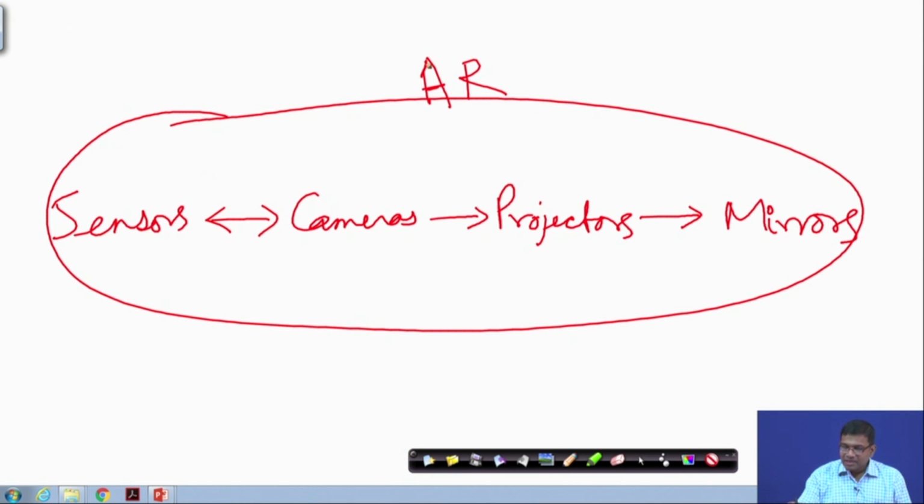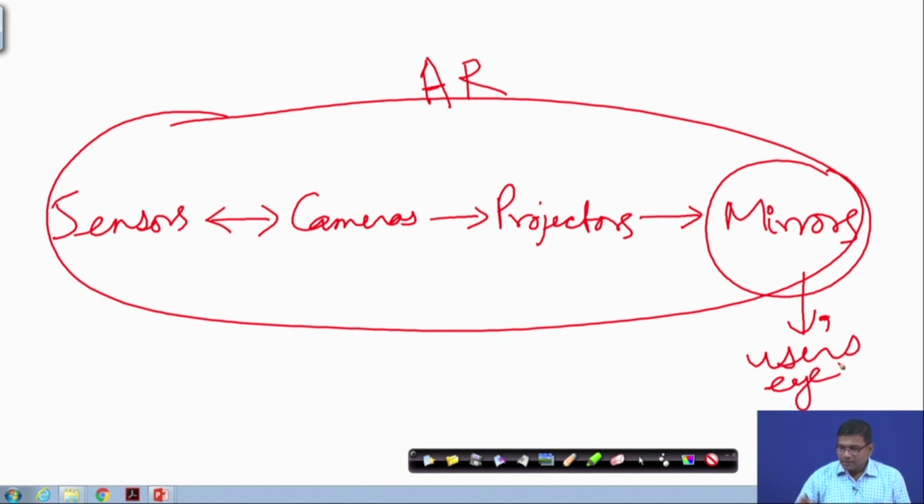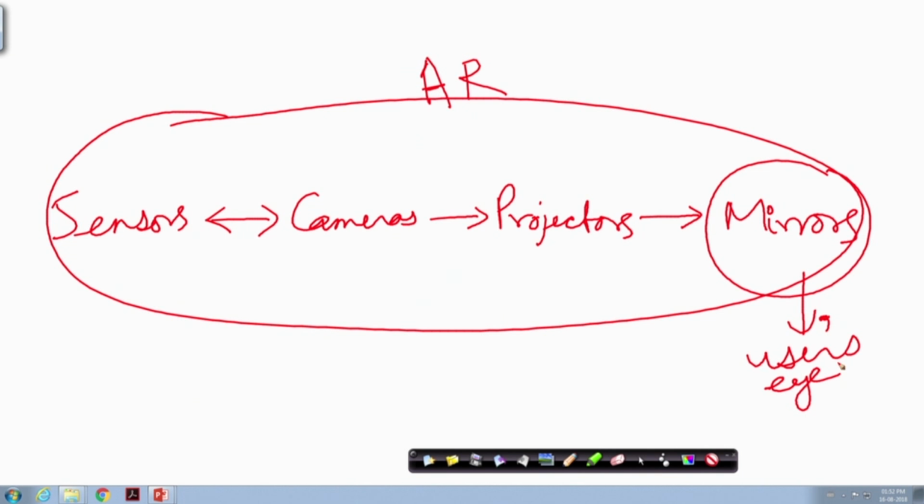Okay. And these mirrors are very important because they can change their orientation based on how the user's eye changes its position.